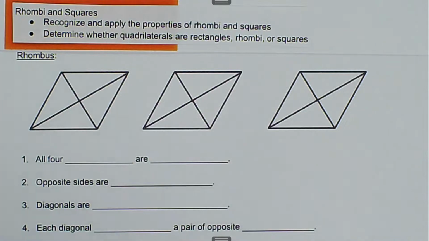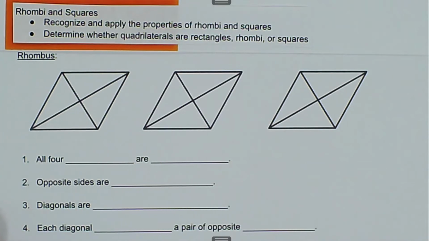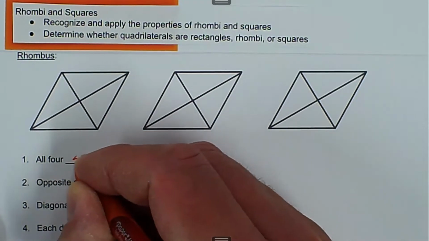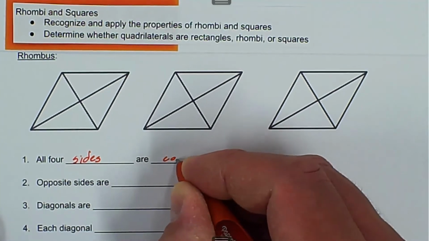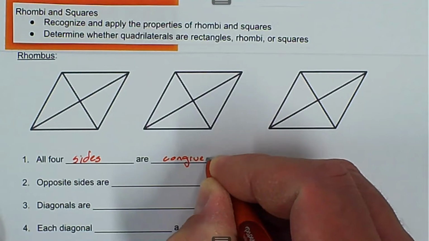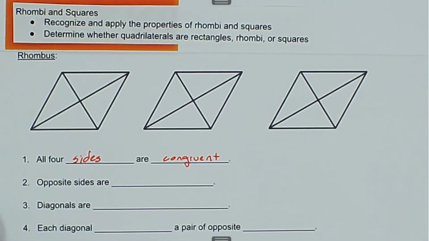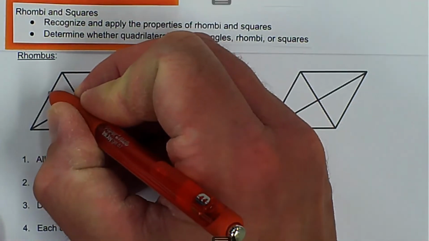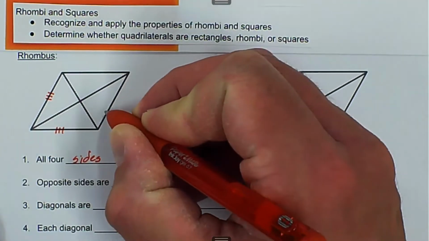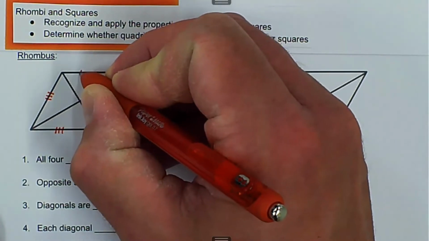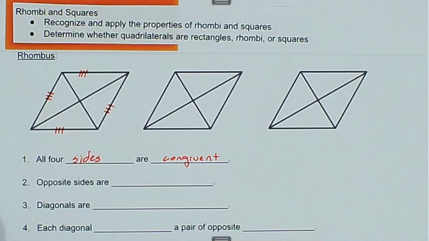So we're going to talk about 4 characteristics of a rhombus, and the first one that we're going to talk about is all 4 sides are congruent. And on my drawing, I'm going to mark all the 4 sides with 3 congruent marks, and that shows that all 4 sides are congruent.